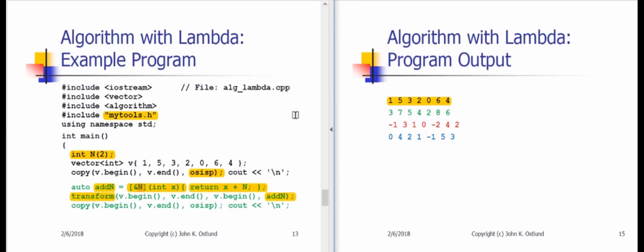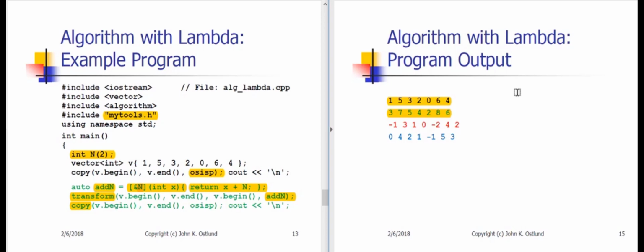Okay, the argument to the addN lambda is the value that we're reading from v. When we call the lambda with that argument, what we get back is that value plus whatever N's current value is, which is 2. And so the upshot should be, when I look at the result in this green copy algorithm, I should now in v have the same values where each value has been increased by 2. And that's exactly what I see. So 1 got replaced with 1 plus 2 is 3. 5 got replaced with 5 plus 2 is 7. 3 got replaced with 3 plus 2 is 5, etc.